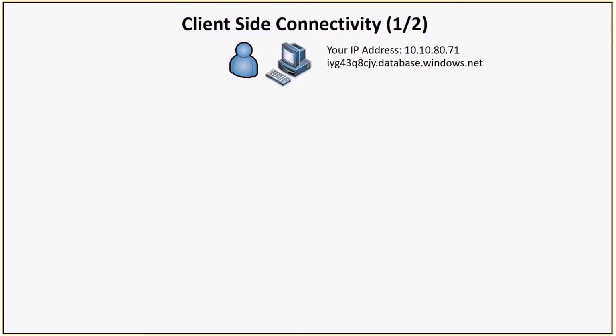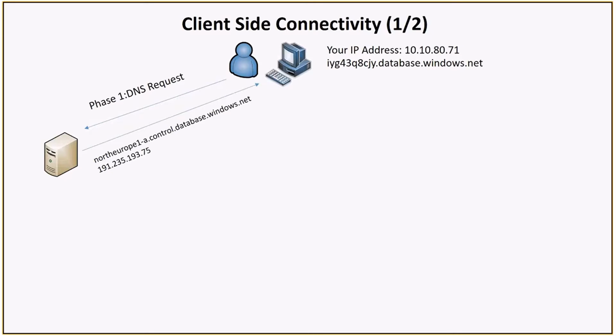Well, I'm going to explain a little bit about client-side connectivity. We will assume that our customer wants to connect to Azure SQL Server. As we all know, there are 3 phases that the IP of our customer will go through when connecting to Azure SQL Server. First phase is the DNS request, and the reply for that will be the IP address for the data center that the customer is trying to connect to.